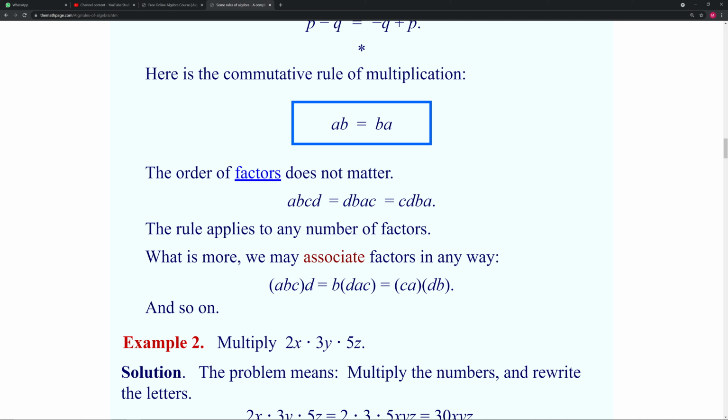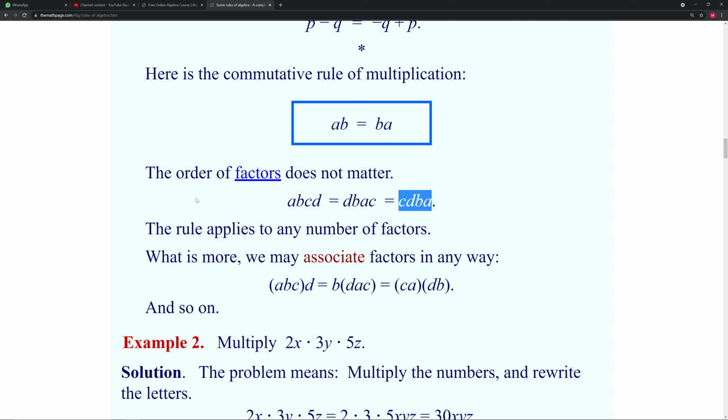So the order of factors does not matter. This is the commutative rule of multiplication. And if you can see here, we have four distinct factors, a, b, c, and d. And we can rearrange the ordering of those factors, and the result will still be the same. So here we say the rule applies to any number of factors. You can imagine this going out infinitely to the right, and it could go infinitely to the left.